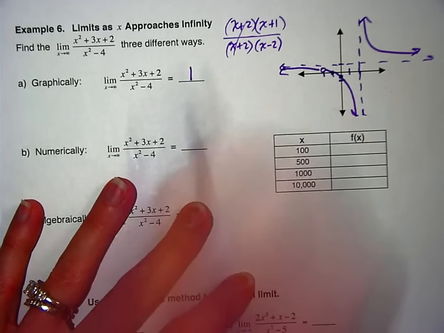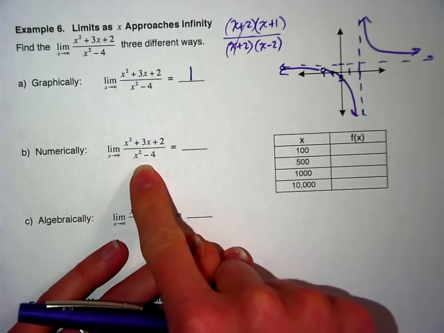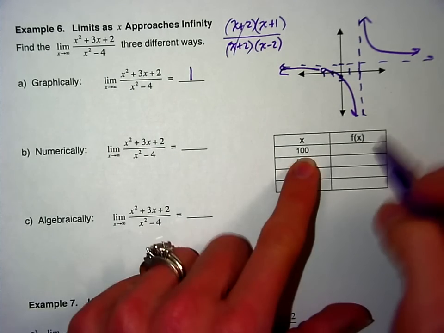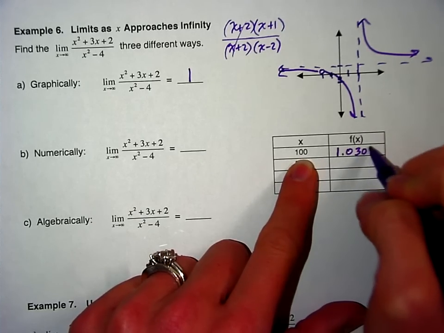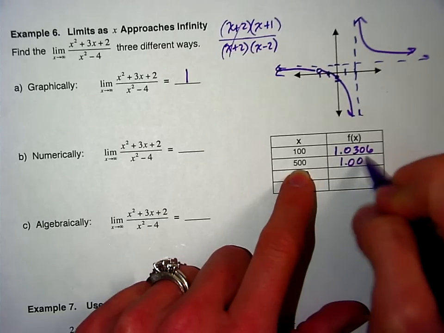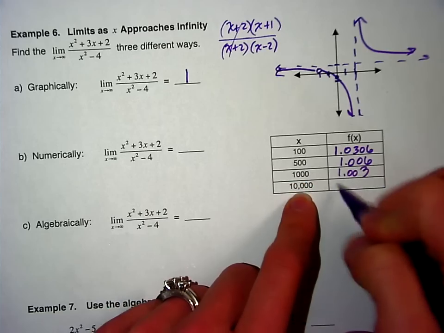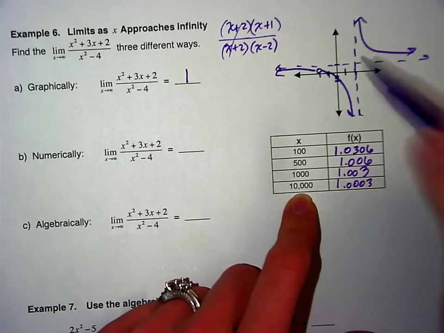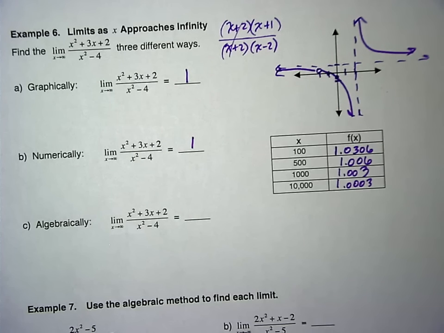So that is graphically. Numerically, what we're going to do is put this into y1, and we're going to type it all in. And what happens is when we evaluate 100, you get 1.0306. You put in 500, you get 1.006. You put in 1,000, you get 1.003, and 10,000, 1.0003. So you can see as x gets really large, we're getting closer and closer to 1. So that's your numerical method.